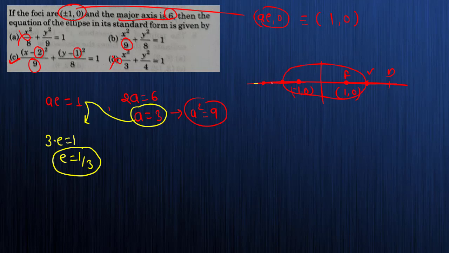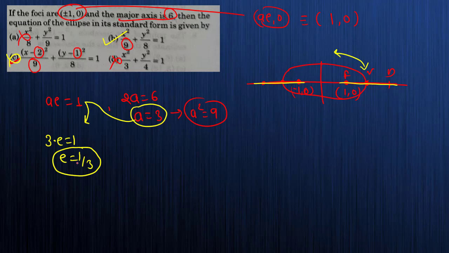So there is no chance for this vertex to be at any other point in the plane, it's very, very impossible. So definitely option C is also wrong. We cannot have a shifted ellipse here as we have the foci on the x-axis. So the correct answer is option number B only. So no worries, you can get it from here.